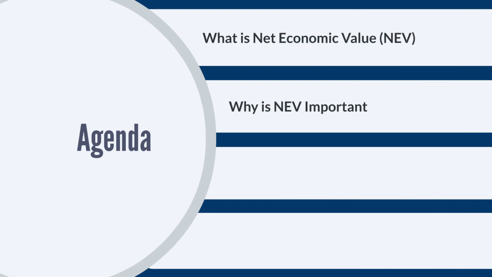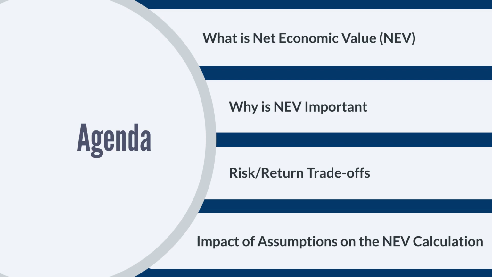This session will discuss the ALM metric of net economic value and why it is so important to evaluate the risk of your credit union. We will also examine common risk-return trade-offs that a credit union faces and look at how your modeling assumptions influence the calculation of the net economic value.